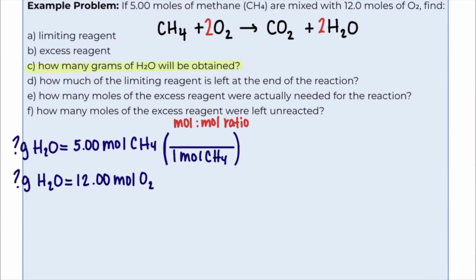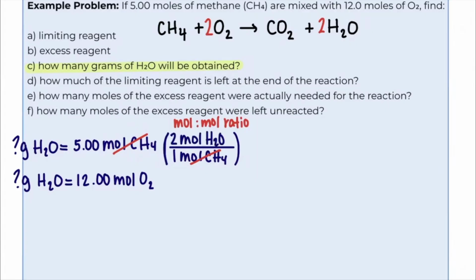So oftentimes I'll tell my students that if you ever get stuck, try to think about what you can put in the denominator of your fraction in order to cancel out your given units. So if the given unit is moles of methane, then the denominator should have the units moles of methane. And then the top should have the 2 moles of H2O.